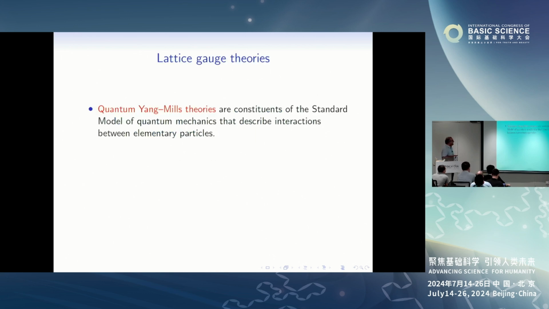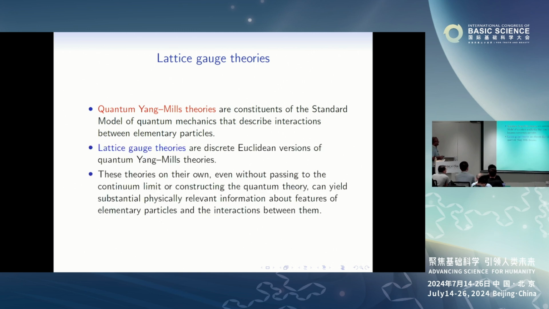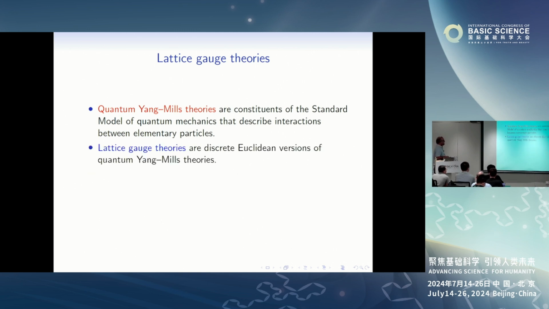So, what are lattice gauge theories? First of all, there are these objects called quantum Yang-Mills theories. These are the constituents of the standard model of quantum mechanics that describe interactions between elementary particles. And lattice gauge theories are discrete Euclidean versions of quantum Yang-Mills theories, in short.